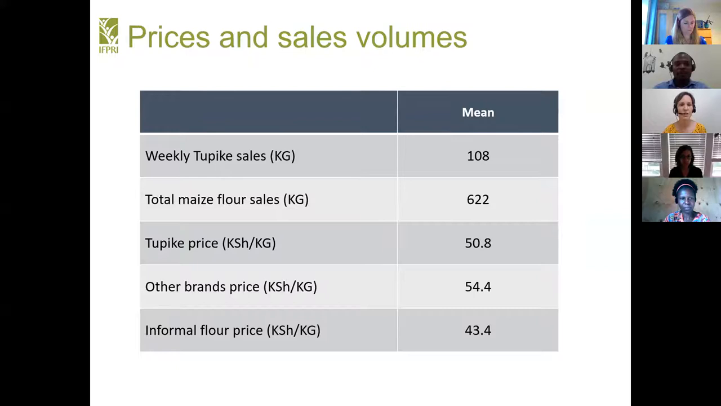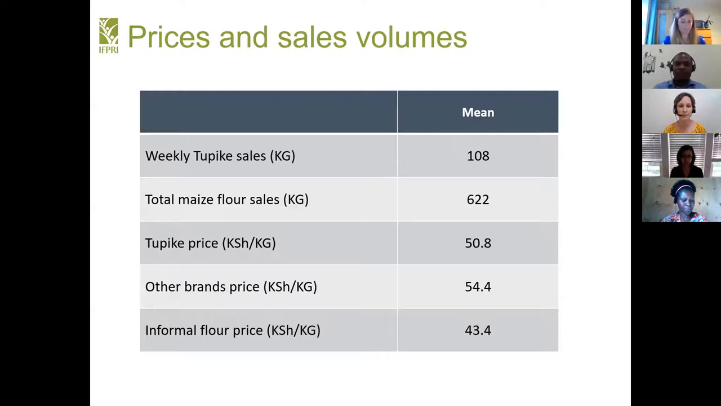Tupike, the target brand, was a bit less expensive than other brands sold in these shops. So this is really a mass market brand, and it accounted for about a sixth of total maize flour sales. These packaged maize flours, though, are more expensive than informally marketed whole grains, which people can then mill.